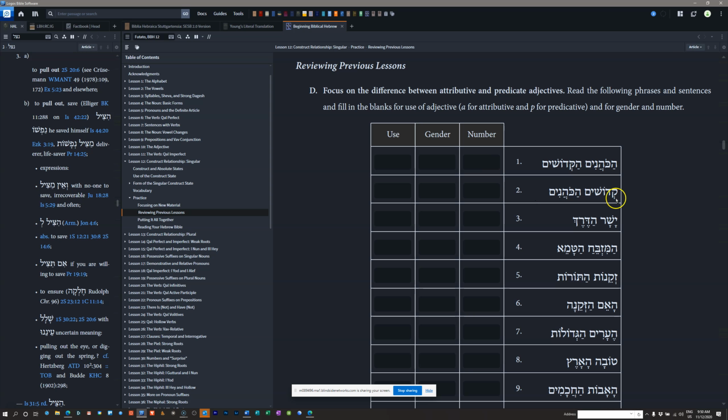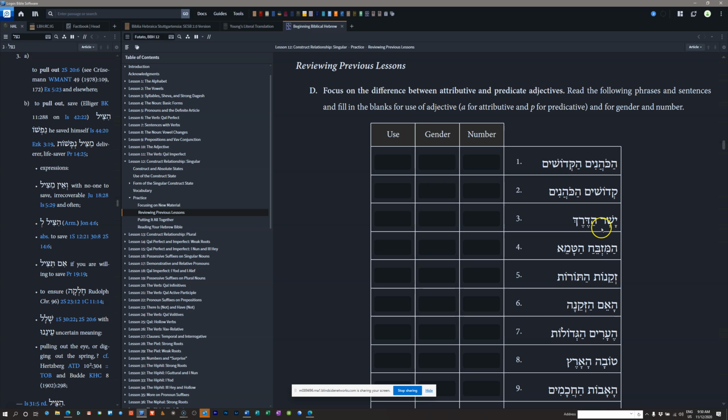Number 2, kedoshim ha-kohanim. Here we've only got one definite article. The adjective is indefinite, or it lacks the article. And it also precedes its noun, so here it's certainly predicative. And the hirik yod mem, again, indicates masculine plural.